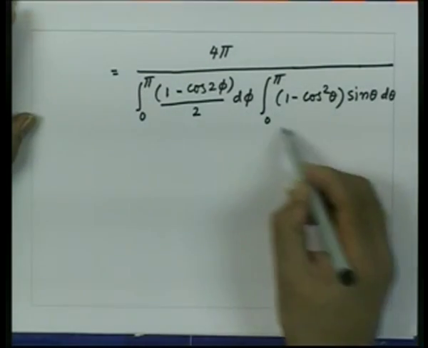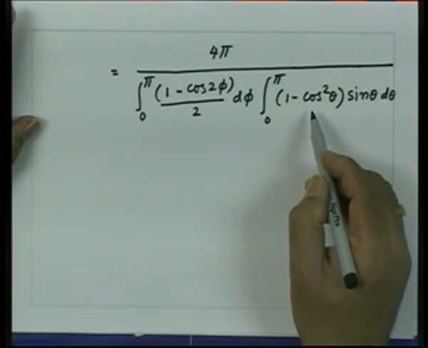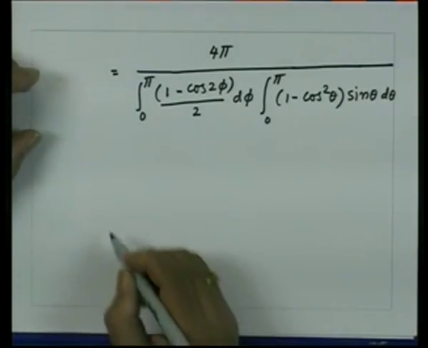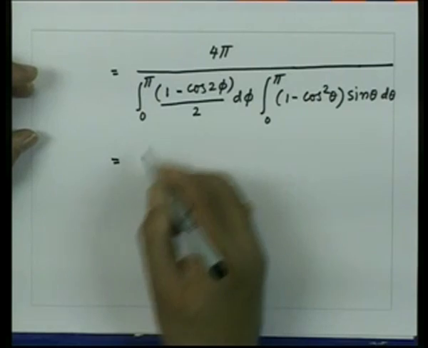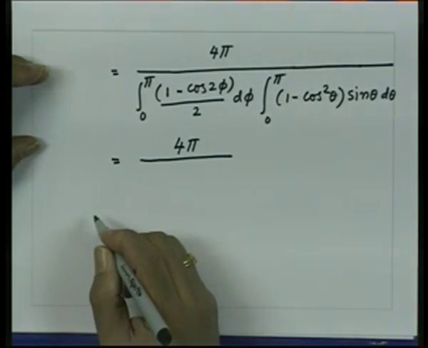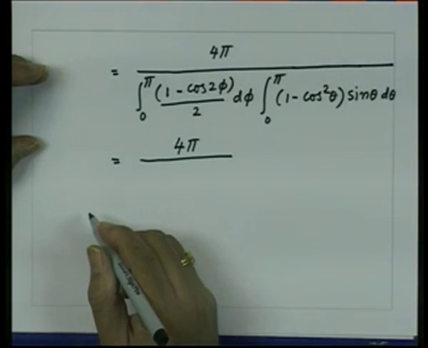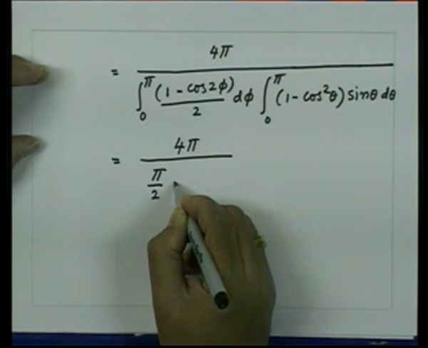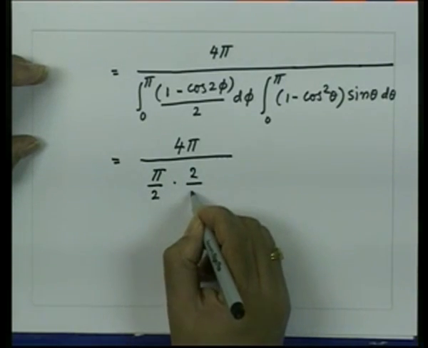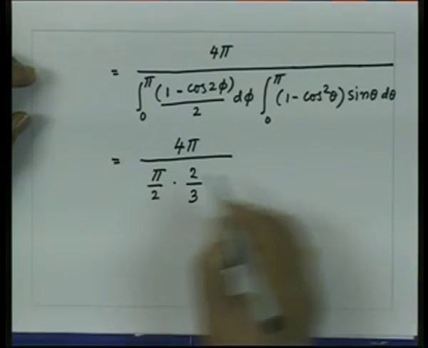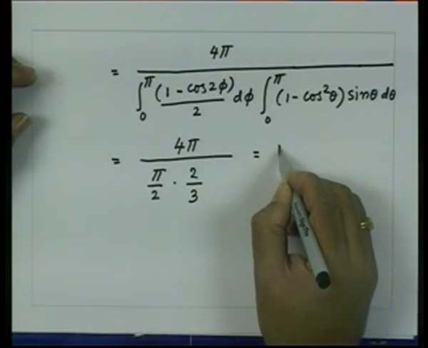Now, in this integral we can substitute cos theta equal to t. So, sin theta d theta will become dt. So, this integral is now very simple to solve. So, you get finally a value which is 4 pi divided by pi upon 2, and that is 2 upon 3, this value. So, you get a directivity for this antenna which is 12.